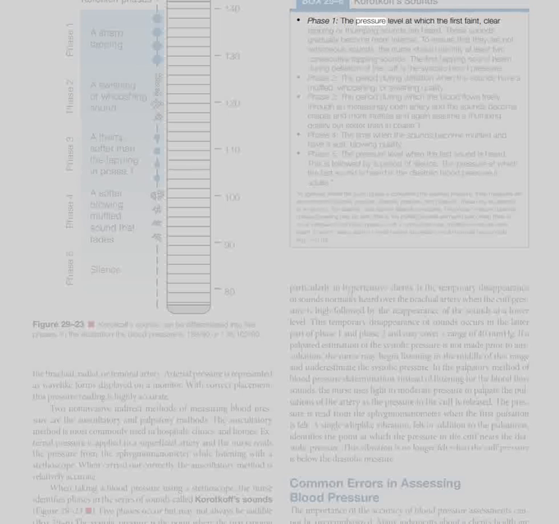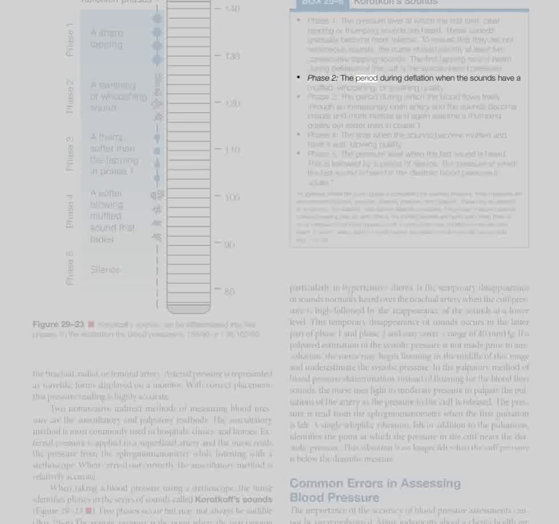Phase 1: the pressure level at which the first faint, clear tapping or thumping sounds are heard. These sounds gradually become more intense. To ensure that they are not extraneous sounds, the nurse should identify at least 2 consecutive tapping sounds. The first tapping sound heard during deflation of the cuff is the systolic blood pressure.